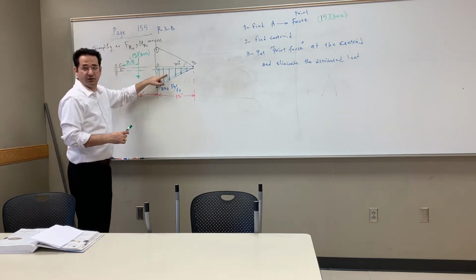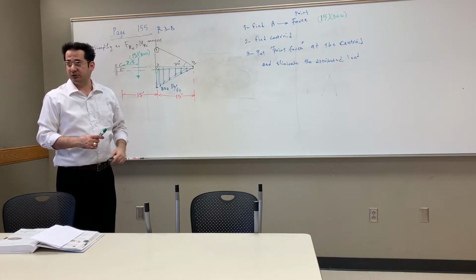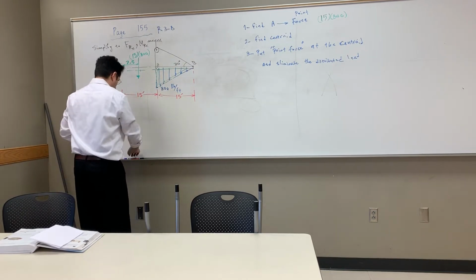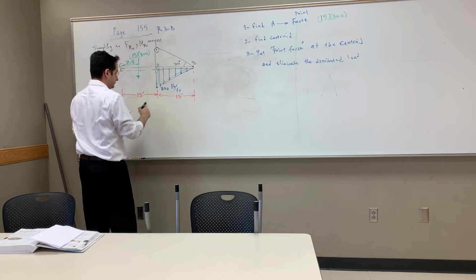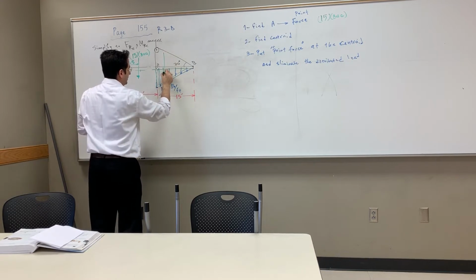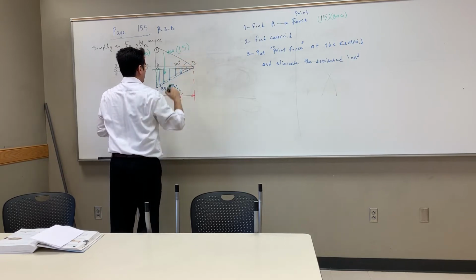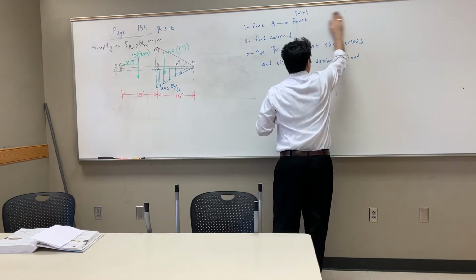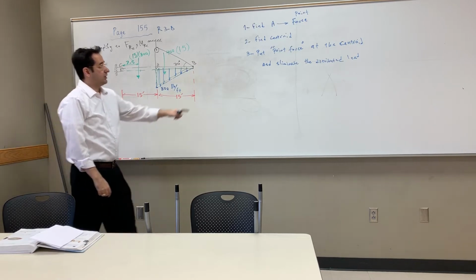Now let's go to this guy. This is a triangle. Step 1, find the area to get the value of point load, the equivalent point load. What's the area? 800 times 15 divided by 2. So it's 400 times 15. So the value of point load in this case is 400 times 15. And step 2, find the centroid.